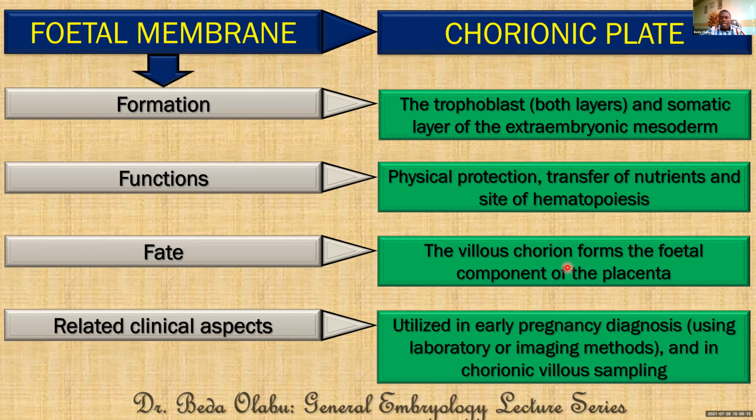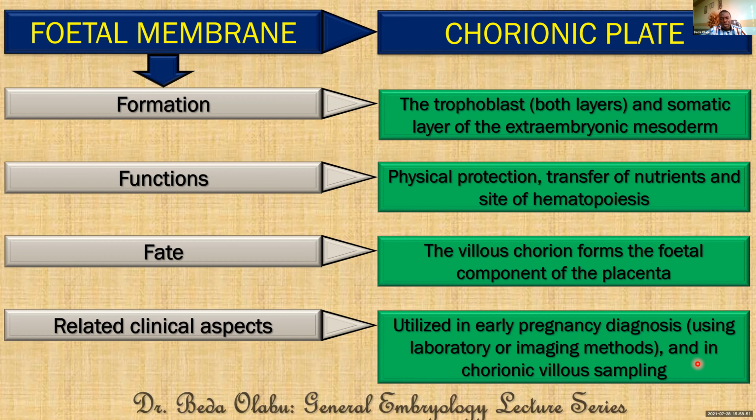In terms of clinical aspects, we utilize the chorion in early pregnancy diagnosis, either through laboratory methods where we check the levels of beta-HCG, which is produced by the chorion, but also by visualizing the chorionic cavity, which is also called the gestational sac, by ultrasound. Apart from early pregnancy diagnosis, we've also talked about chorionic villus sampling, which is a method of diagnosing. It's a procedure that can be done.